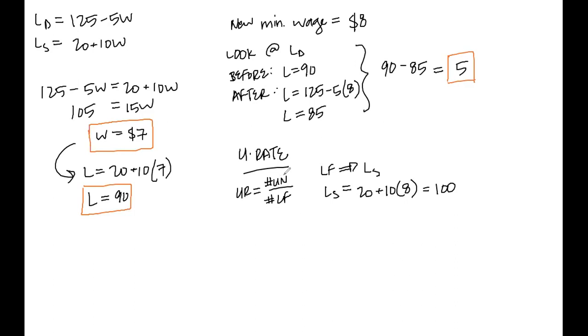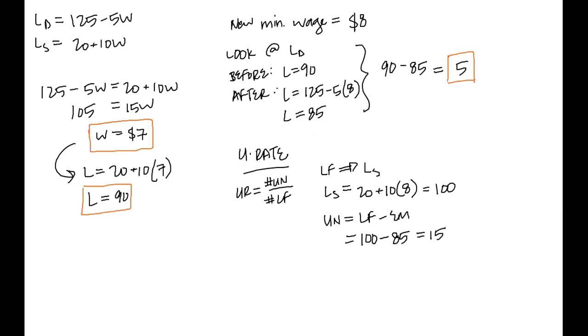Then we have to find the number of unemployed. So the number of unemployed is going to be the amount in the labor force minus the amount of people employed. But how many people are employed? The amount of people employed is going to be the amount hired by firms, which is the amount demanded by firms, which we already solved for, which was 85. So we just solved for the labor force, which is 100. We can subtract the number of employed people, which is 85. The employed people are the people wanted by firms, like the amount of people demanded. So this difference comes to 15.